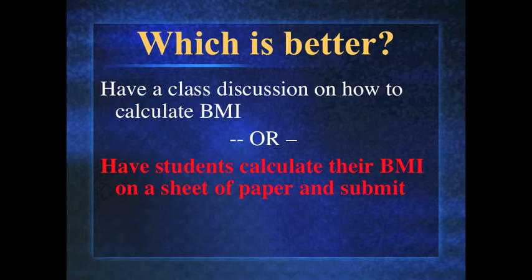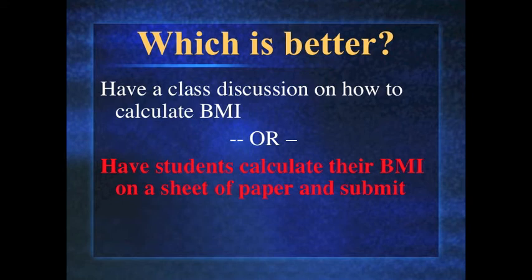How would you tell if the objective was met by having a class discussion? You would have to hear every student say how to calculate BMI in the discussion. But once one student said it, then the others could just copy what the other student said. And it would be extremely time-consuming anyway to go around and have every student say virtually the same thing.